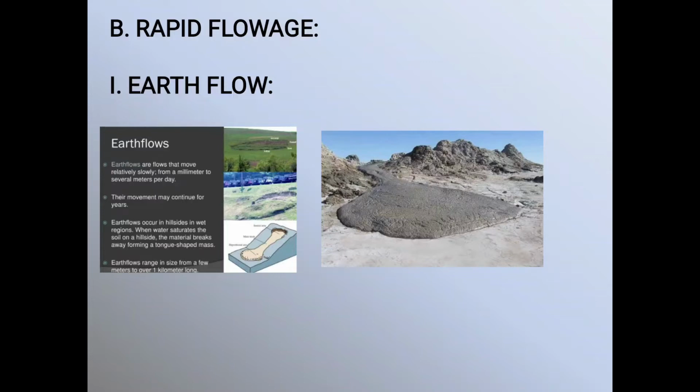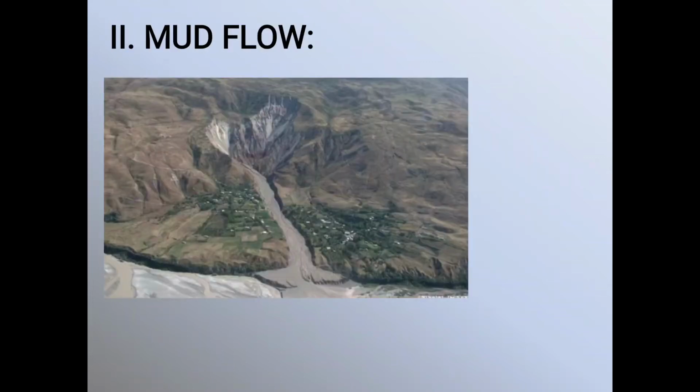Then next is mud flow. Number two is mud flow. Mud flow is a type of mass movement on an unstable slope similar to an earth flow, but of greater velocity because of the high percentage of water present in the mixture.